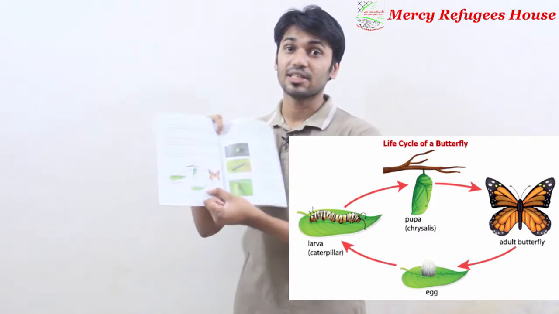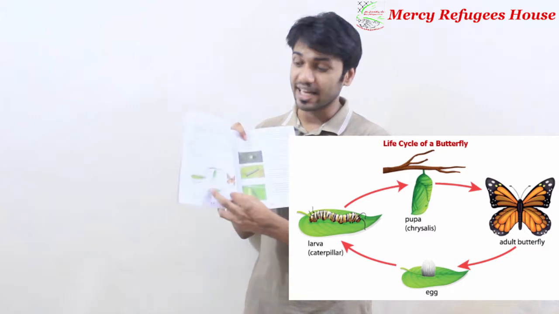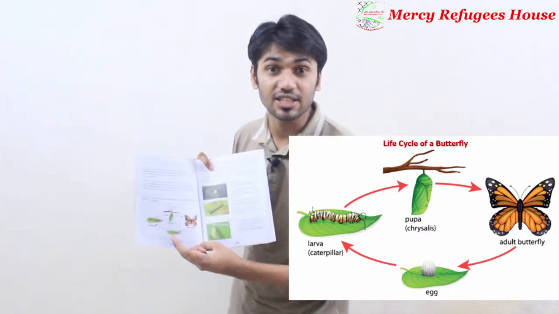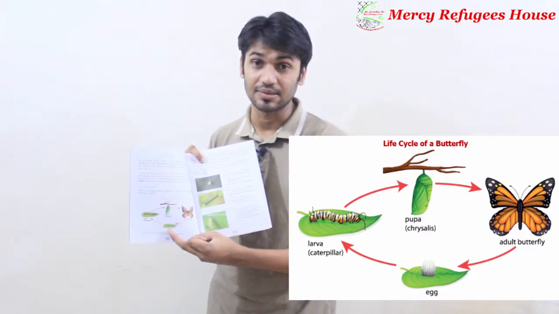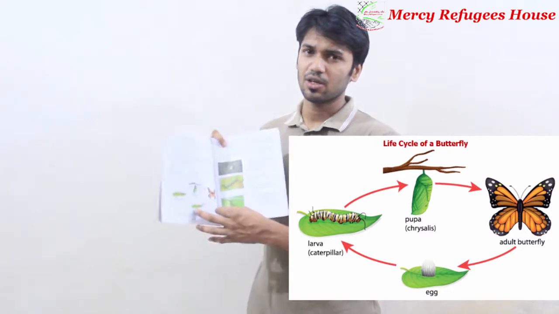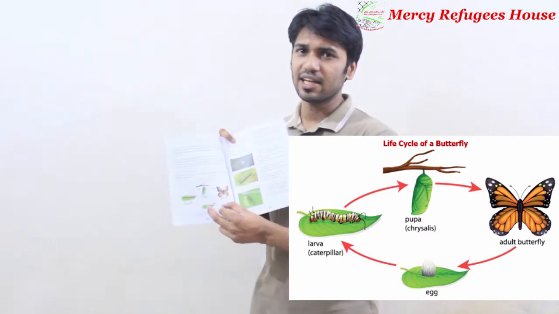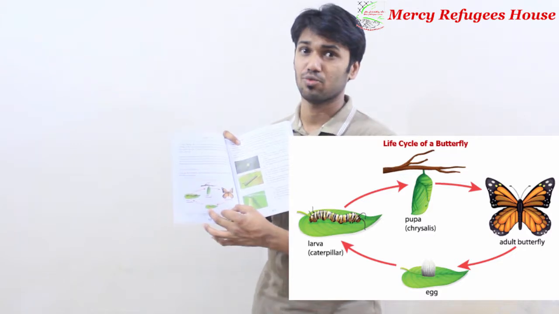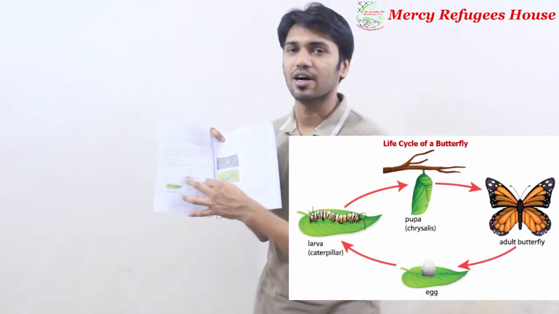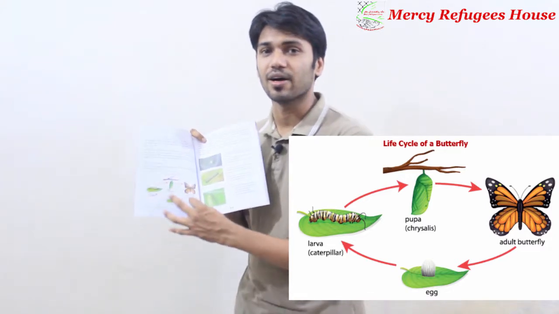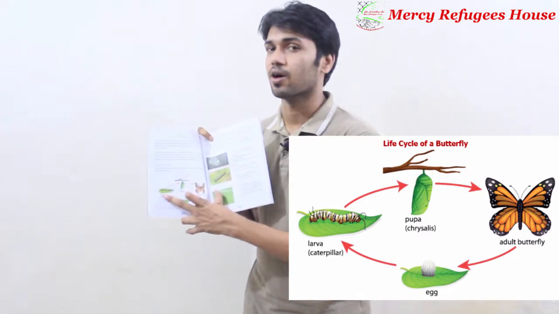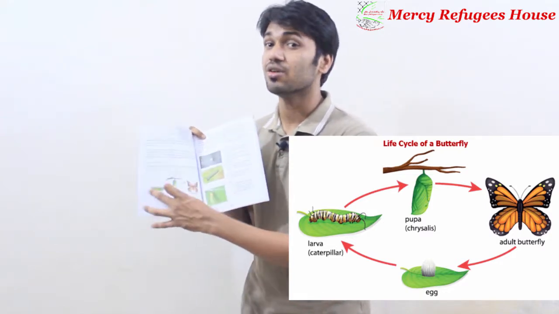Now look at this. The mother butterfly lays eggs here on a green leaf, isn't it? You tell it in English and then you tell it in your native language. Now this egg hatches. What does it do? It hatches into larva. Eggs hatch into larva.